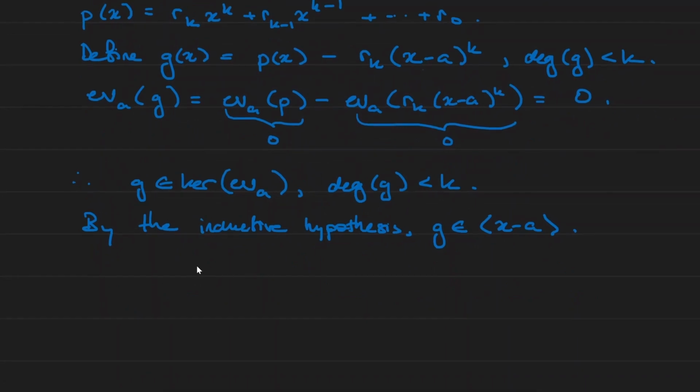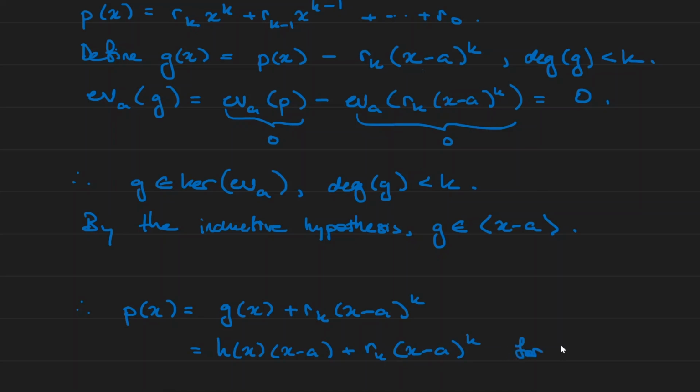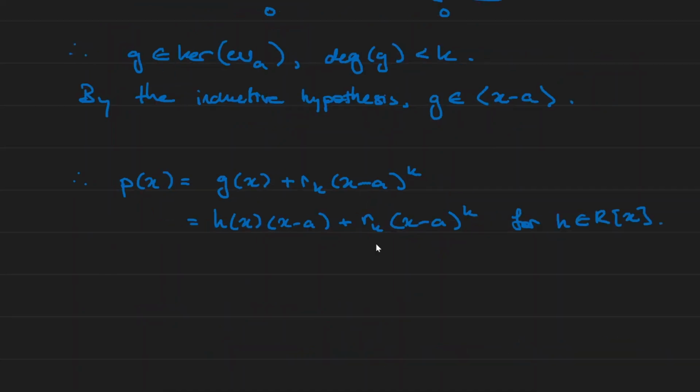So now hopefully you see where everything comes together. We have this polynomial p. We're going to rewrite this as g plus this extra term we subtracted. So now we have p of x equal to g of x plus r_k (x minus a) to the k. But remember, g of x was inside of this principal ideal, so we can rewrite it as h of x times (x minus a) plus r_k (x minus a) raised to the k, for some h inside of the ring of polynomials. And now we just simply have to factor out an x minus a everywhere. So this is equal to h of x plus r_k (x minus a) to the k minus 1, and then multiplied by x minus a.